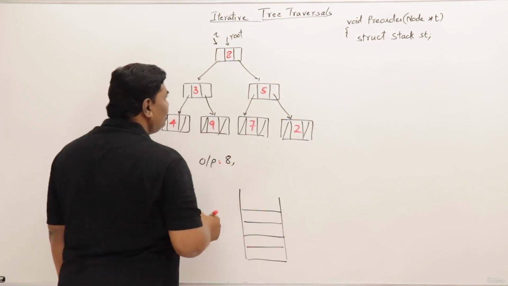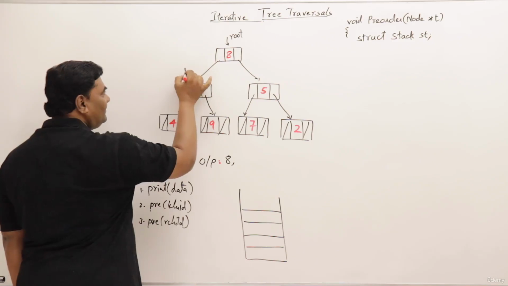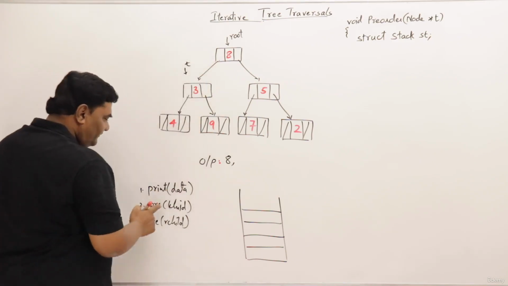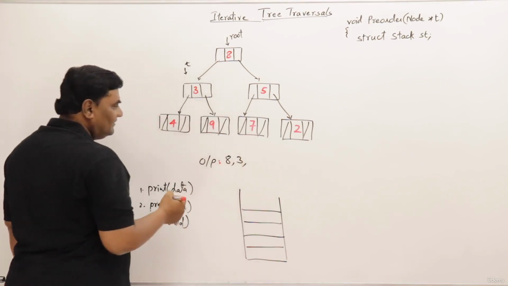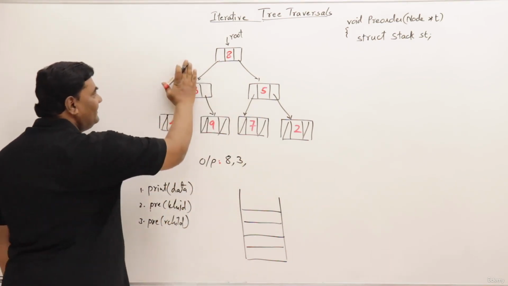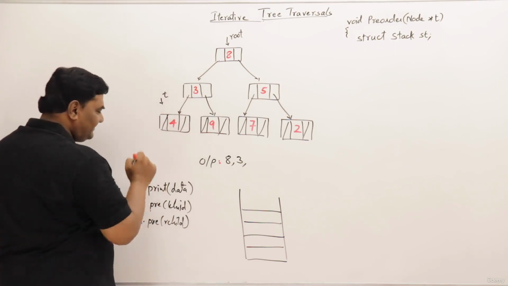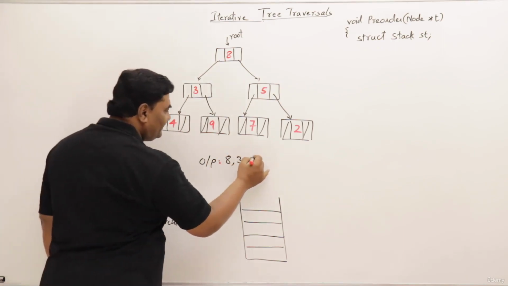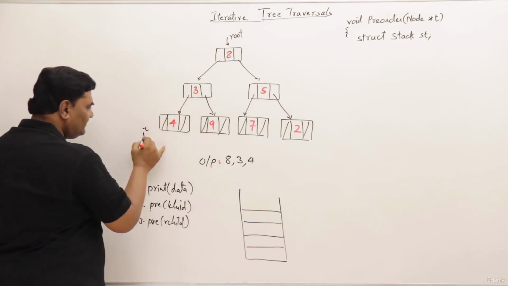I will print that data. 8 is printed. Then move on to left. Then on this node, again, what do I have to do? Print data. Print 3. Then do what? Go to left side. Then print data. The first step here is print data for this node. Then go to left side.